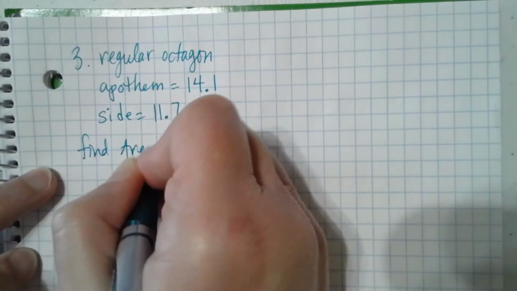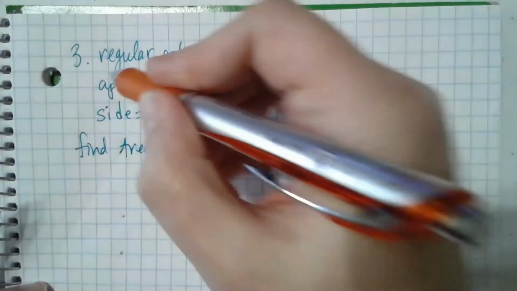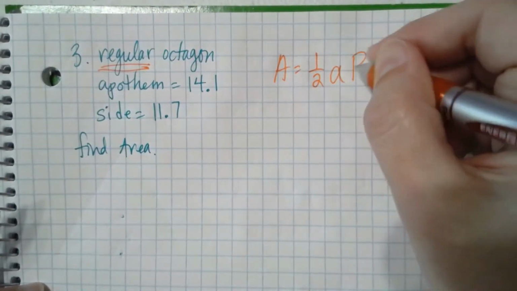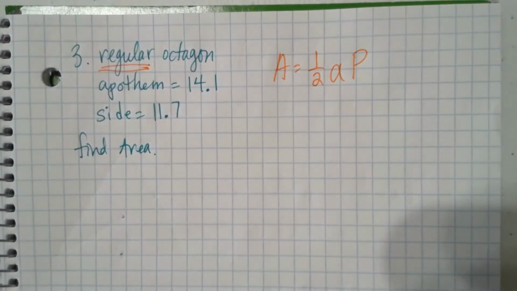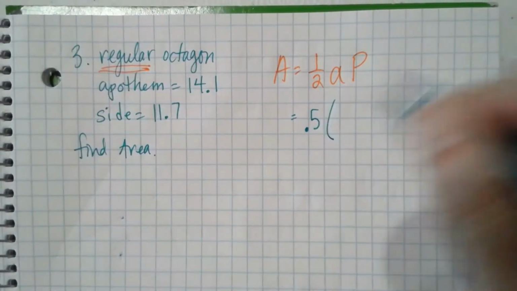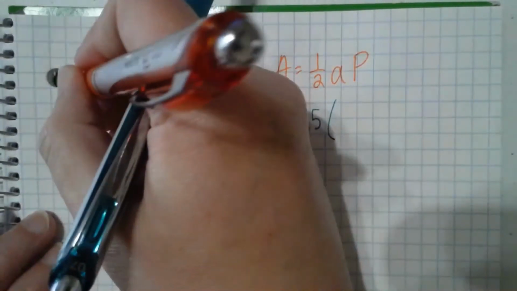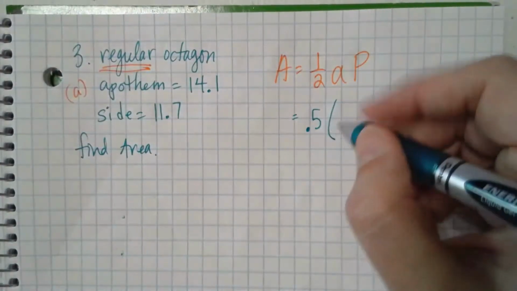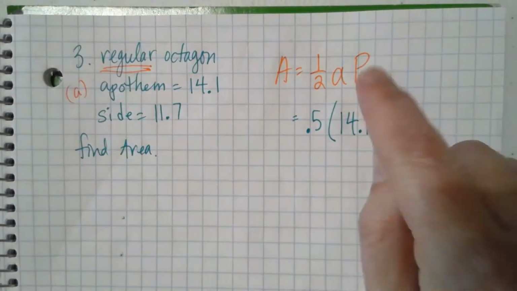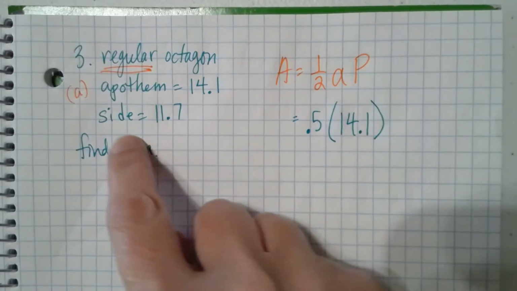Find the area. Here's our formula for area. This is a regular polygon, so we're going to use 1/2 little a capital P. We're going to change 1/2 to 0.5. Do we know a? A is the apothem. That's this thing right here, 14.1. Capital P stands for perimeter. Is this the perimeter?